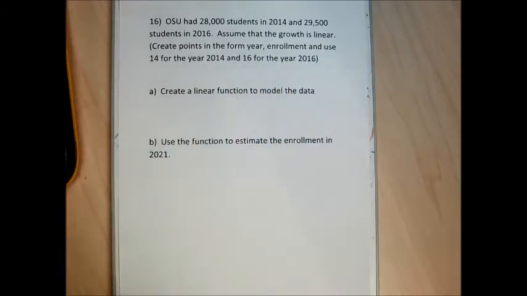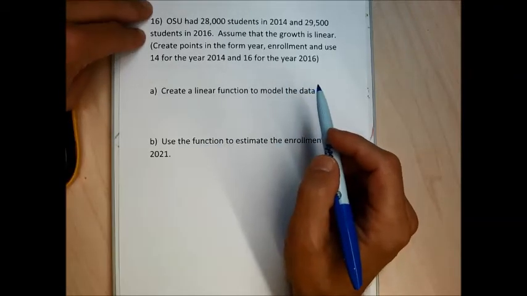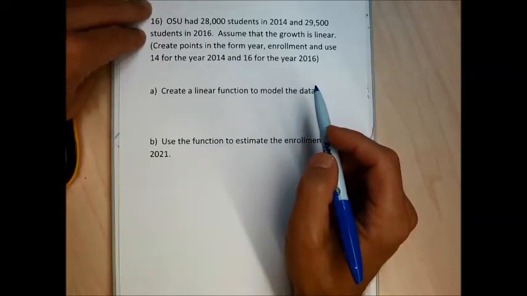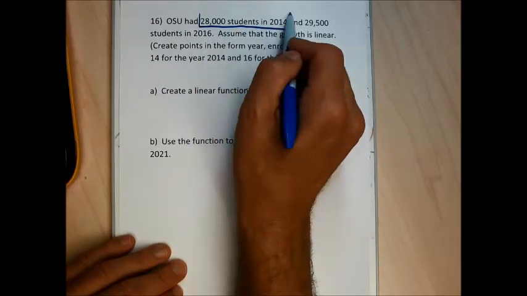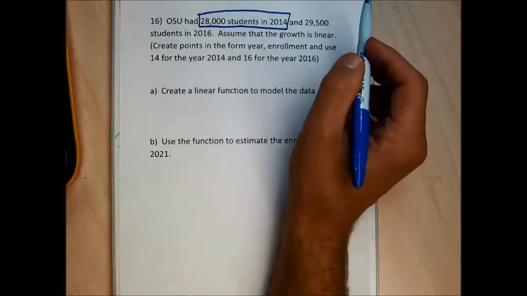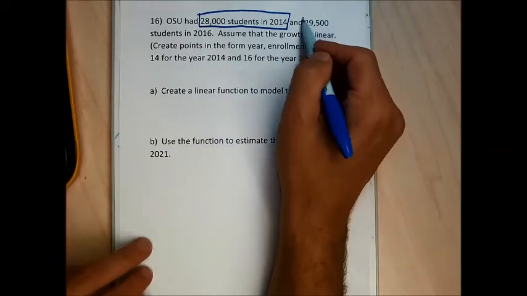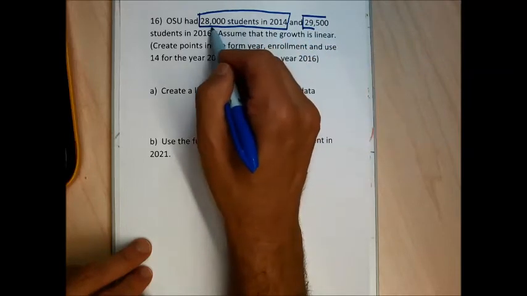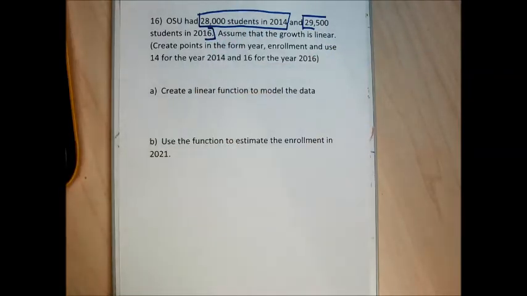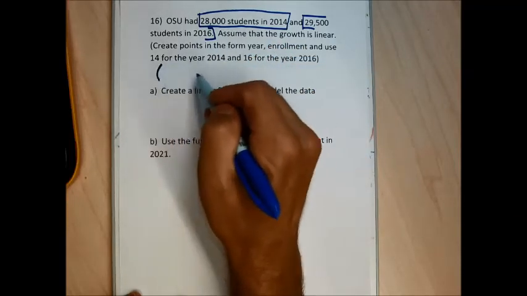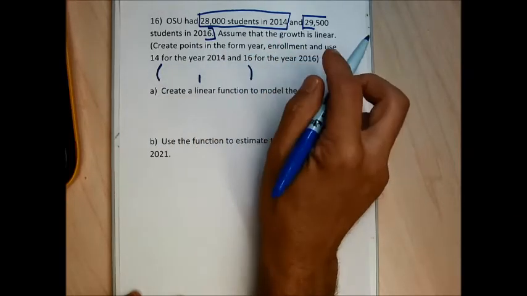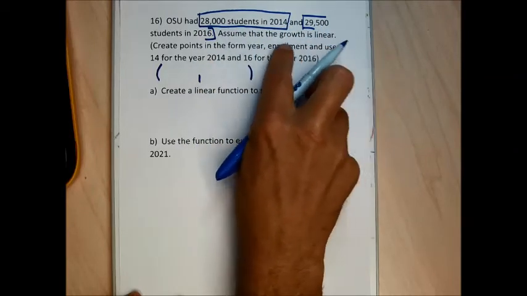So in this problem, in the first sentence, we're given information, and the information comes in pairs. The first pair is that in 2014, there were 28,000 students at Ohio State. And the second information is there were 29,500 students in 2016. The first sentence gives me information to generate points, and I'm told create points in the form year, comma, enrollment. So the 2 points that are going to be implied, the enrollment's going to be the y, because I'm told to make the year, comma, enrollment.